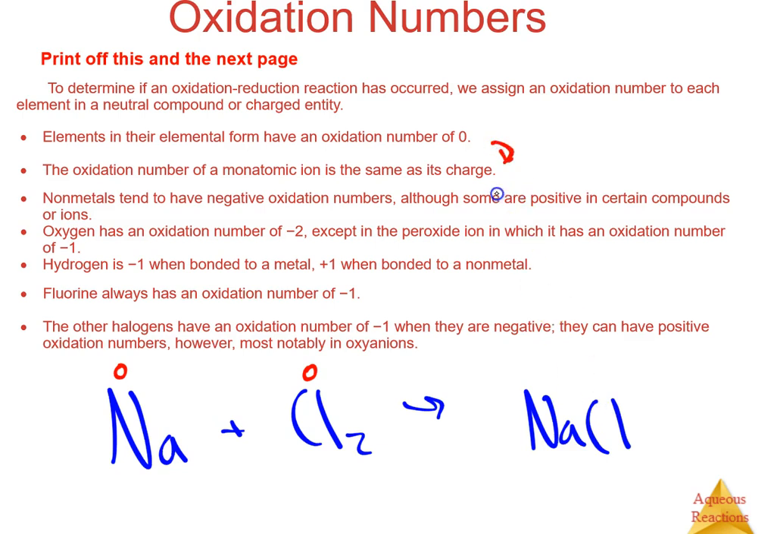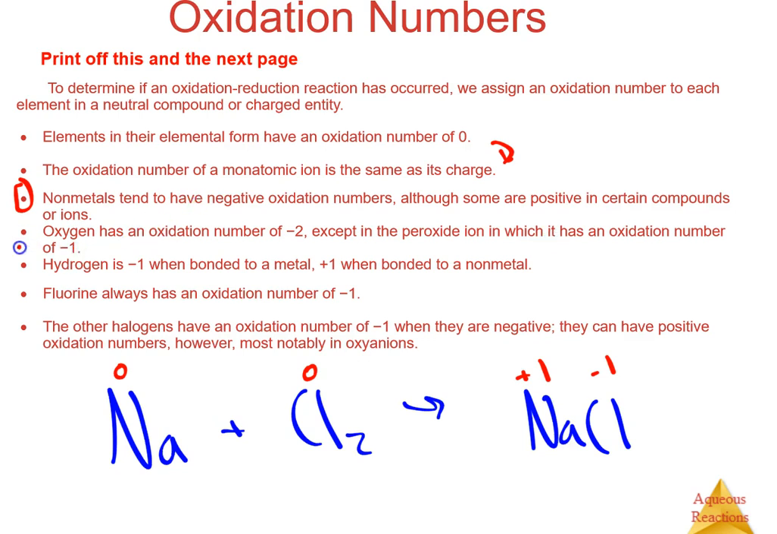It says the oxidation number of a monatomic ion is the same as its charge. Monatomic means it's not a polyatomic ion, which both of these are monatomic. So Na is typically a +1, Cl is typically a -1. And they will always be that way if they're just together. All right. Now, there's more rules. If you come down, it says nonmetals tend to have a negative oxidation number. That works. Although some are positive in certain compounds, and we'll work through one of those today also.